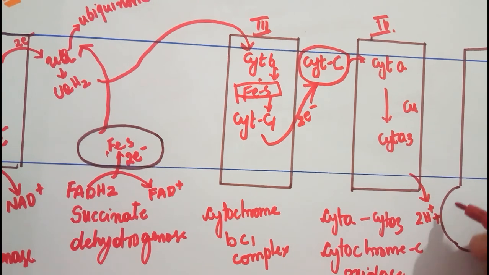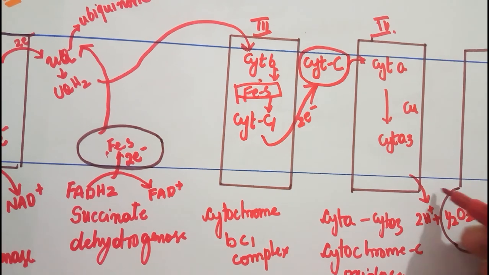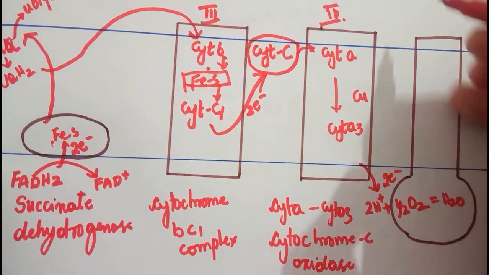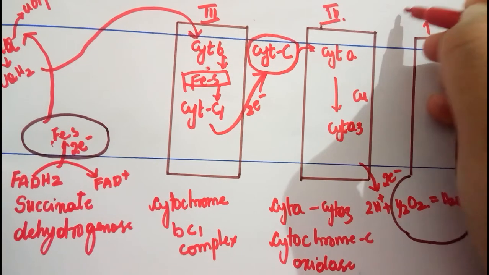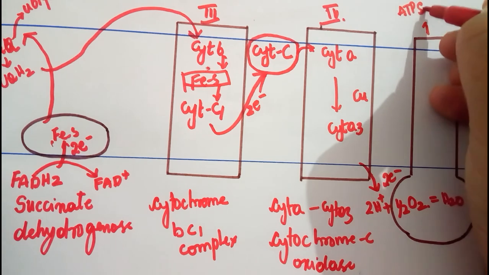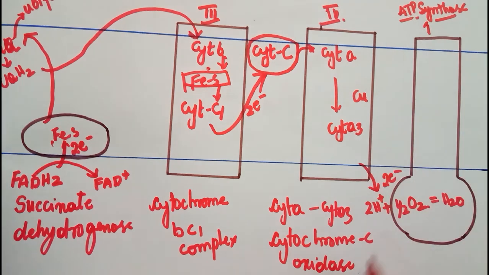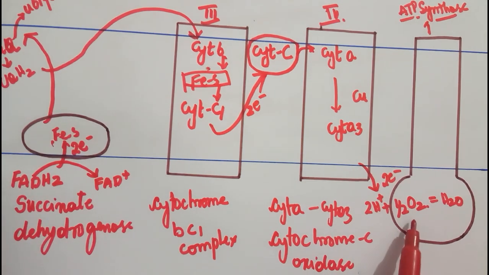Two protons plus half O2 will accept two electrons, and it is going to form a water molecule. Now this one is called the ATP synthase. So the final electron acceptor, again a famous question, is oxygen.